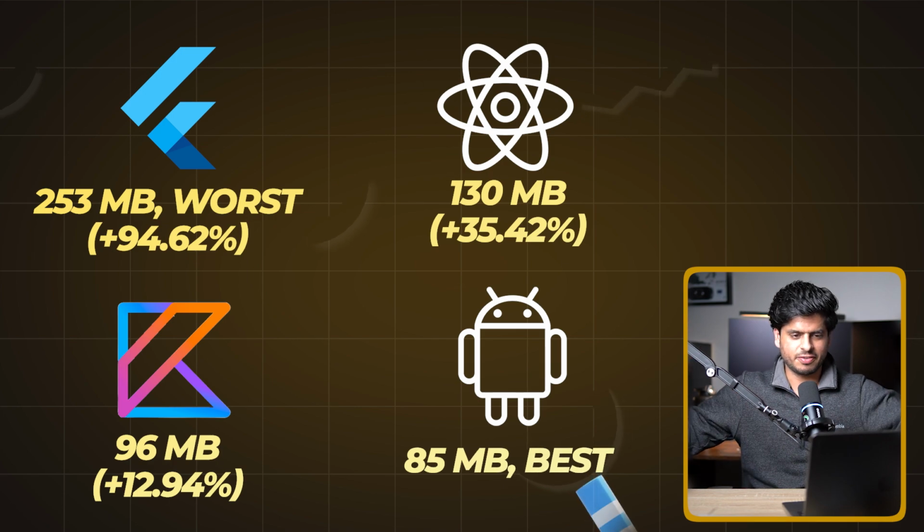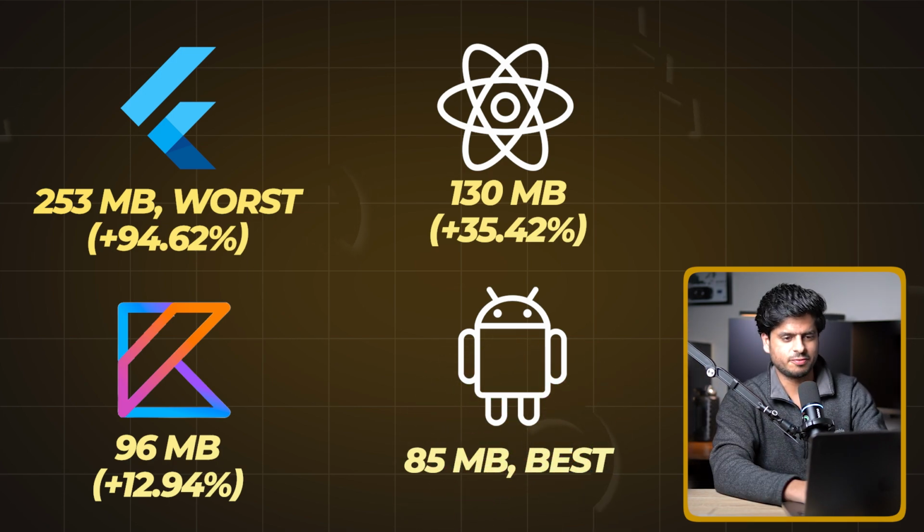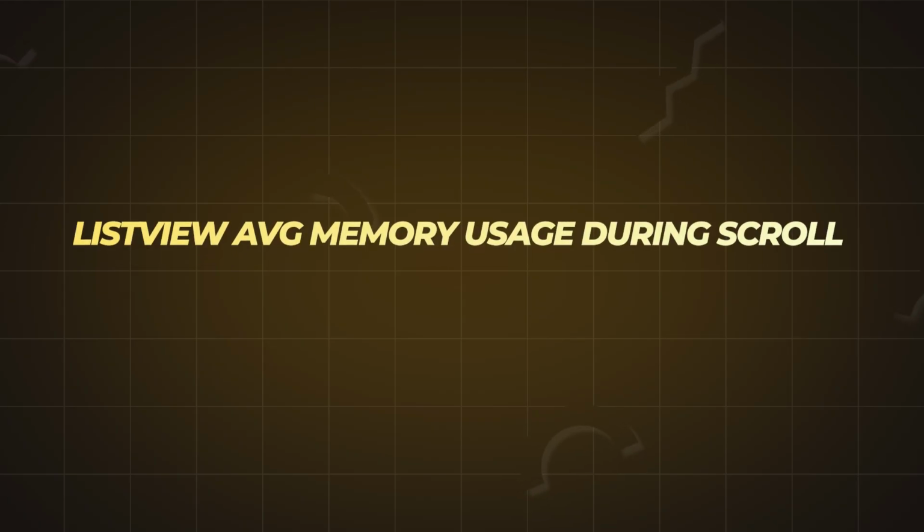Which is the winner, 85 MB. Wow. So 1.2 Android native, 0.52 KMP. Then let's come to list view average memory usage during scroll. Again, the lower is better.